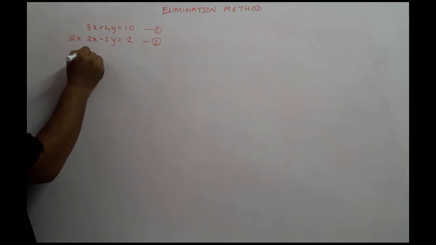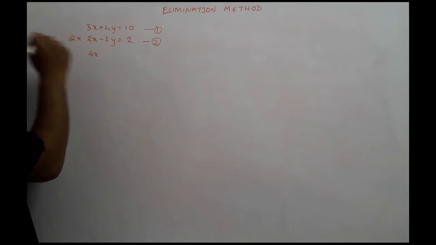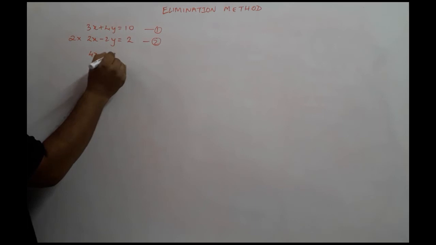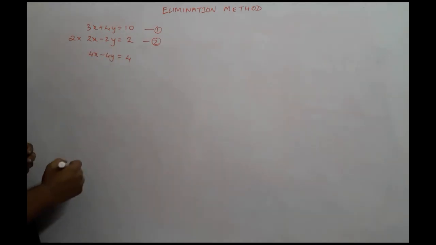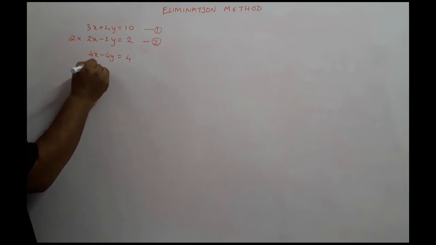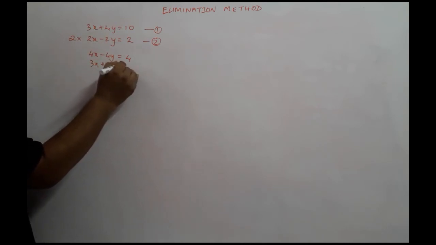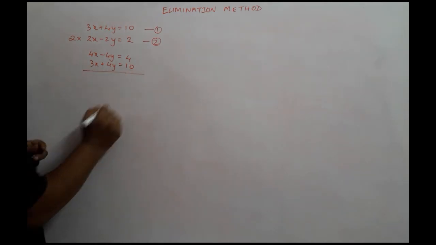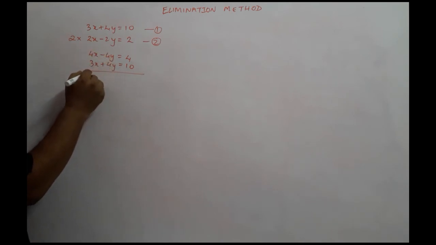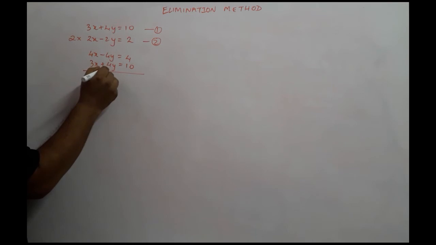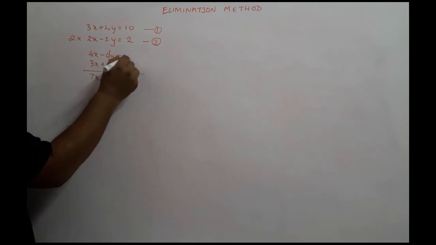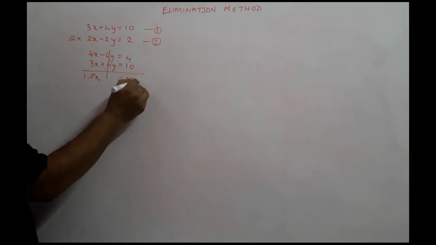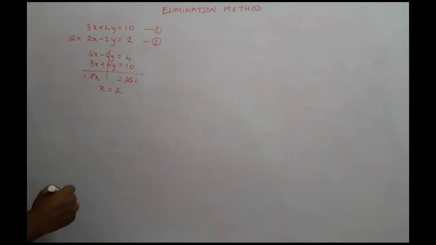So 2 into 2x gives us 4x, and 2 into minus 2y will give us minus 4y, and 2 into 2 gives us 4. Okay, and this we can add to 3x plus 4y equal to 10. That is equation 1. Now let us add them up. 4x plus 3x gives us 7x, minus 4y plus 4y cancels out, 4 plus 10 gives us 14. Okay, so 7 1s are 7, 7 2s are 14, and we get x is equal to 2.